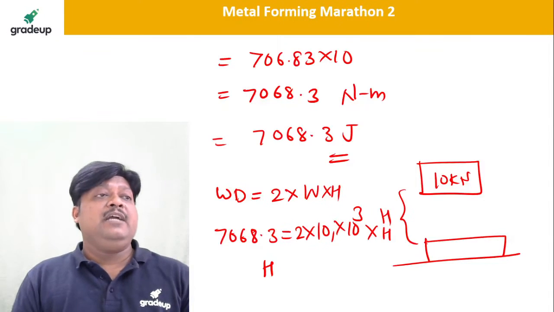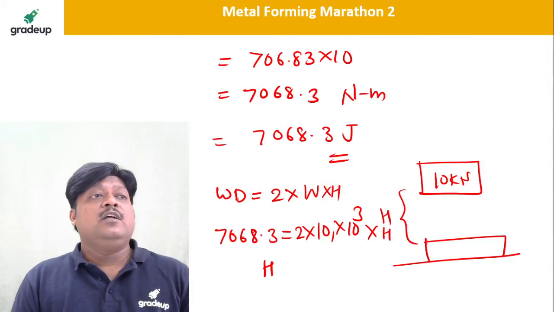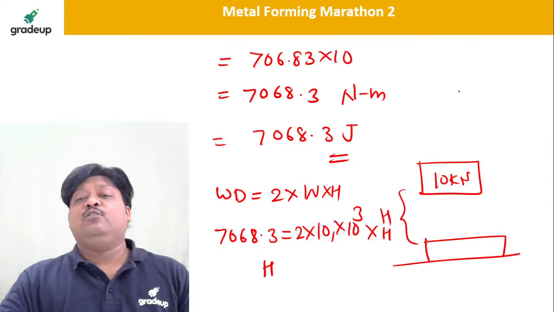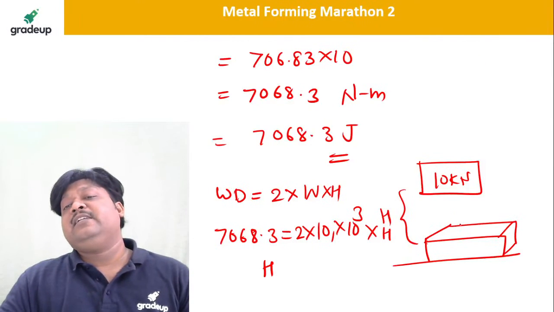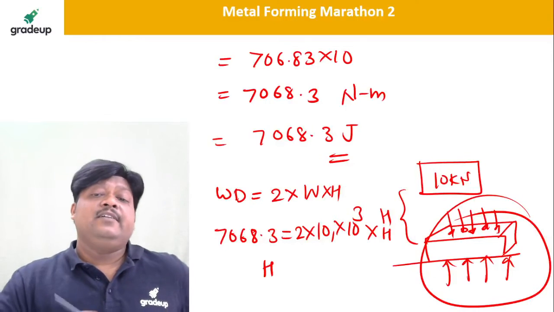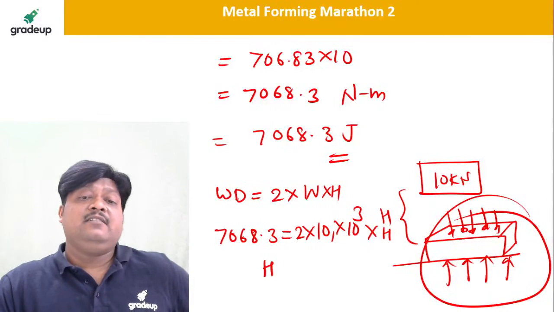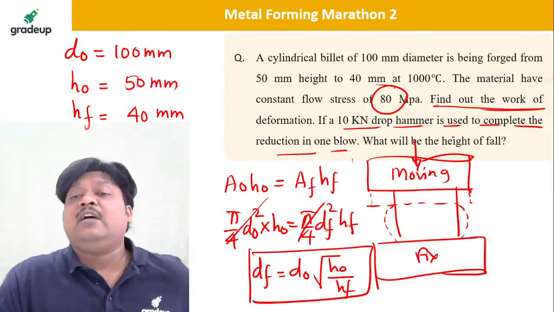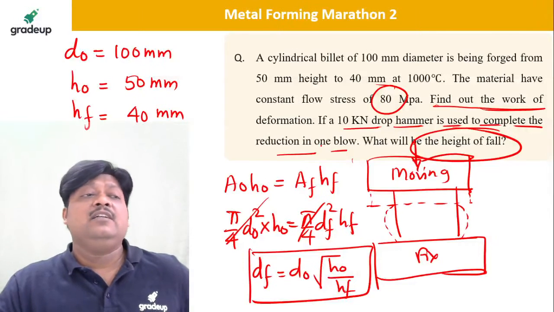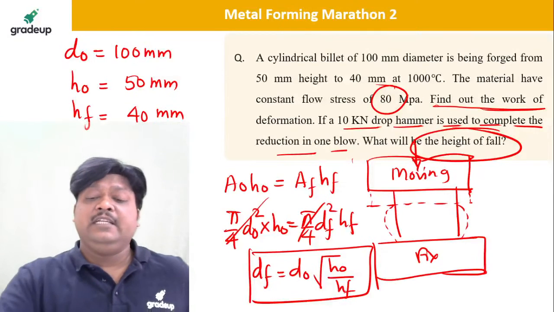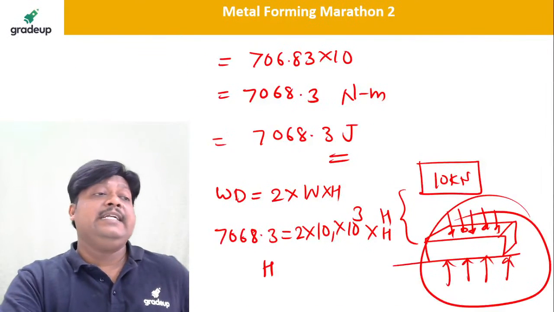Come on dear students, tell me from how much height you have to drop that hammer. Yes, multiply by 2 for impact loading, since the force is applied from these two surfaces. Tell me what is the height through which the hammer should fall onto the workpiece. They are asking for the height of fall. If for the same work done we use the impact load, that is drop forging, how much height will we get?